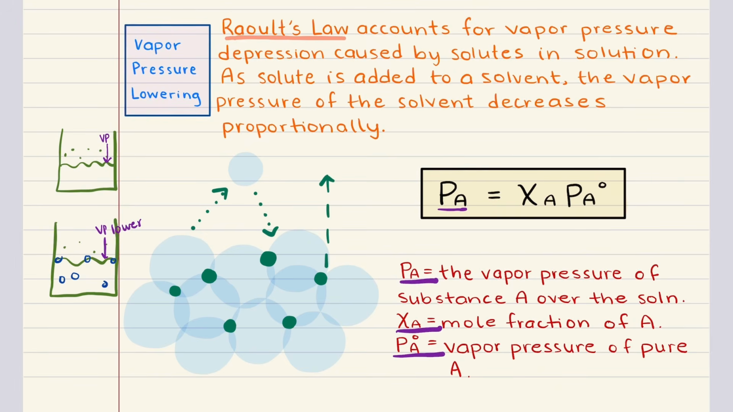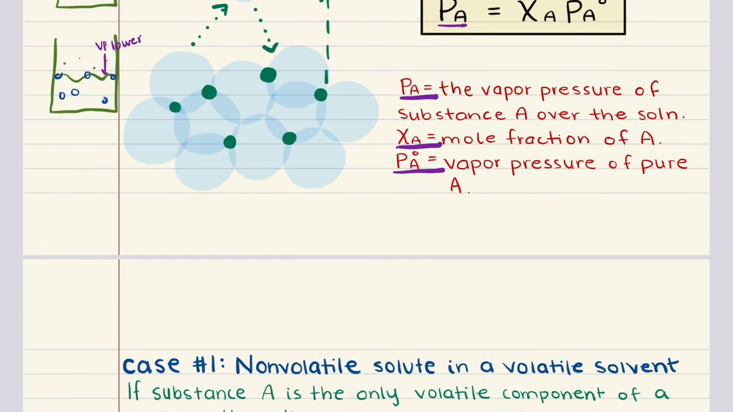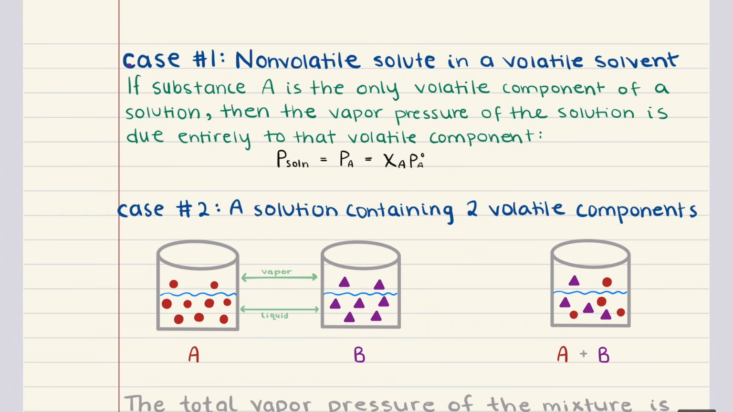Now, when you're applying this law, there are two common cases to consider. The first is when a non-volatile solute is dissolved in a volatile solvent. In that case, only the solvent contributes to the vapor pressure because the solute does not evaporate. The vapor pressure of the solution is simply the mole fraction of the solvent multiplied by the vapor pressure of the pure solvent. As the concentration of solute increases, the mole fraction of solvent decreases and the vapor pressure drops.